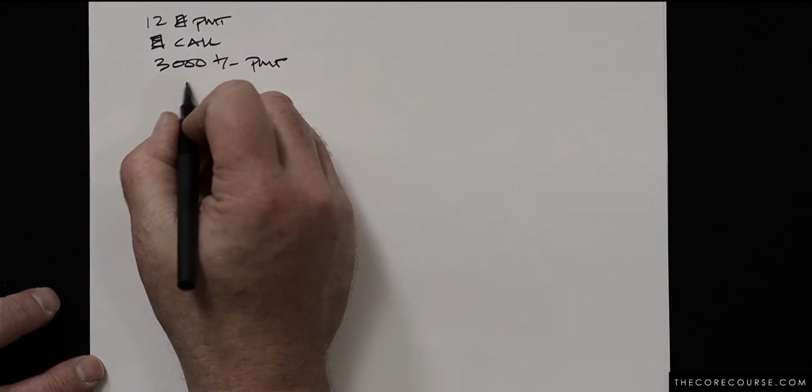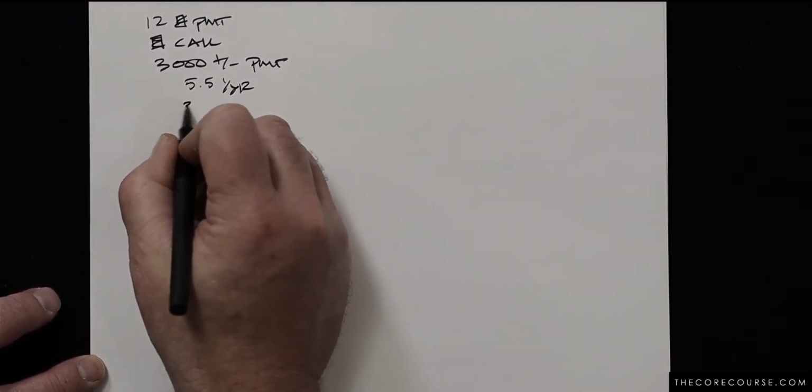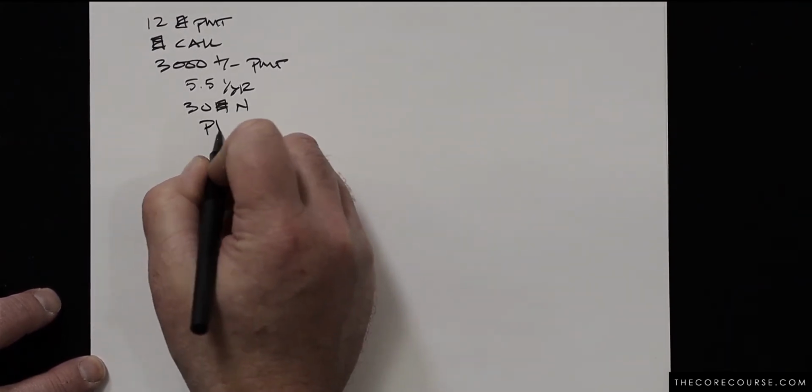So again, just like last time, the monthly payment is paid out, so you make it negative. Then when you solve for the present value, that's the money that they're going to be able to borrow, that will solve as a positive. 5.5 interest per year, 30 gold key N, solve for the present value.